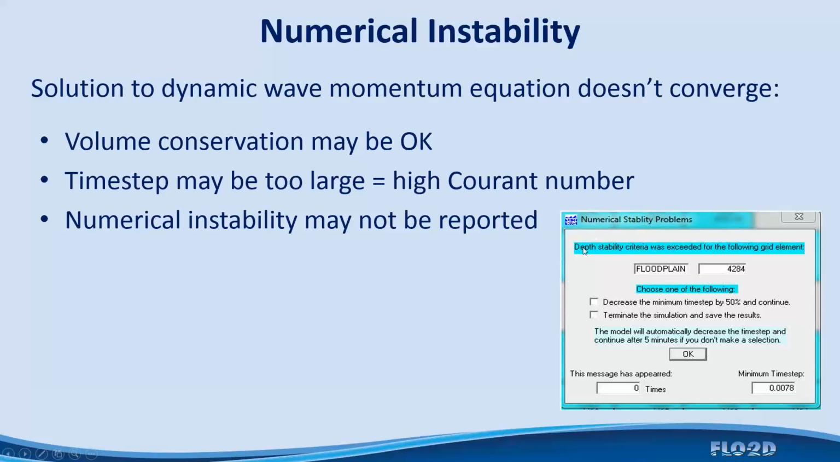In Flow2D, if you get a numerical instability for one of the various stability criteria in the model, including the Courant number, you can get this report while the model is running to identify that this particular grid element is giving you too many errors consistently in a row. So you can continue with the model by decreasing the minimum time step, or what I do is just terminate the model, save the results, and start looking at whatever is listed here.